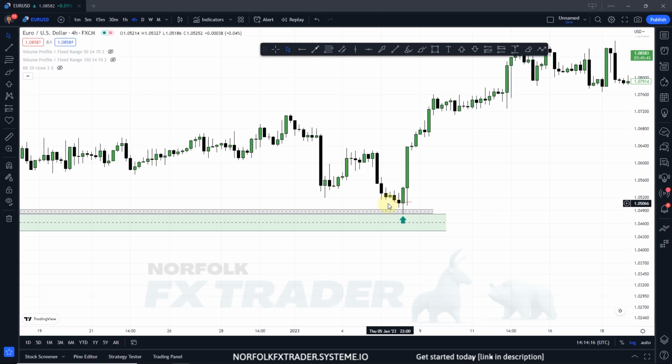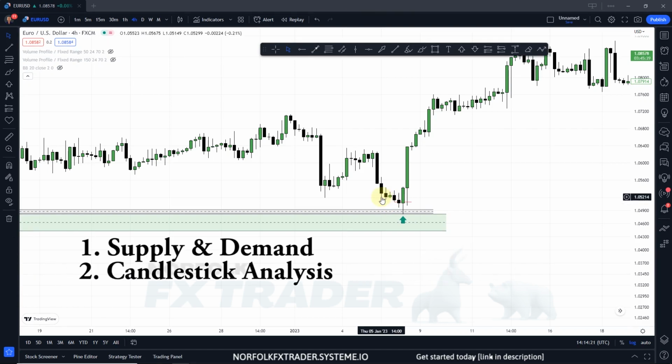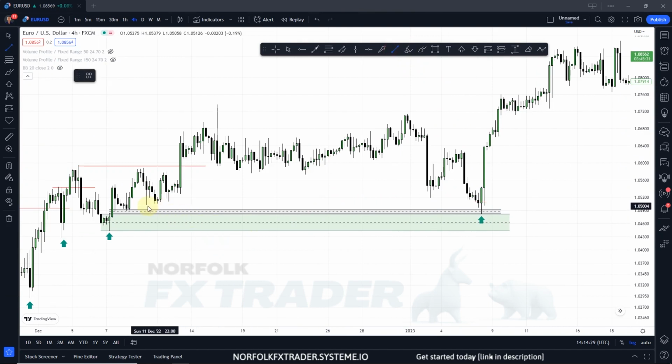Using these types of technical analysis with supply and demand, with the use of candlesticks, is where you're going to find much more profitable trades. So we can also identify here the market. We also have a previous low.